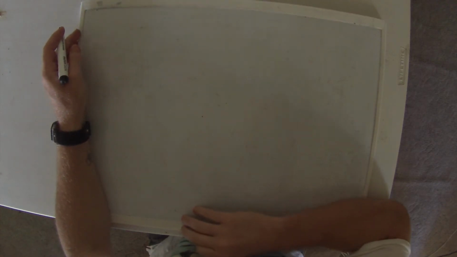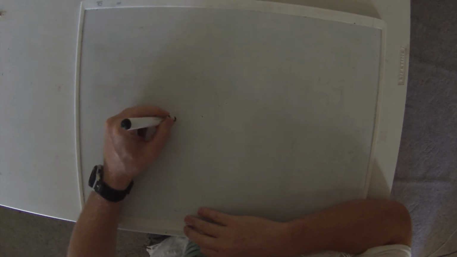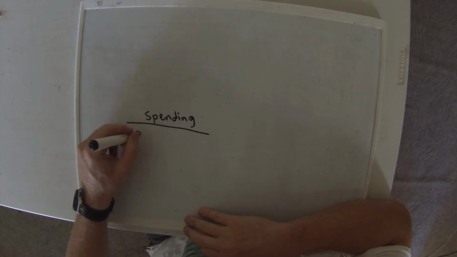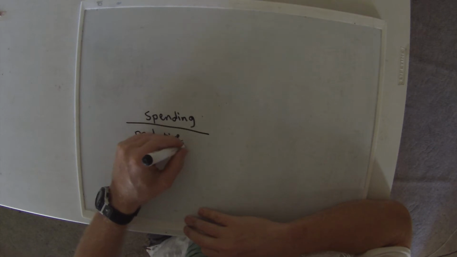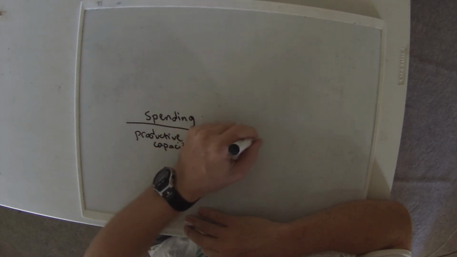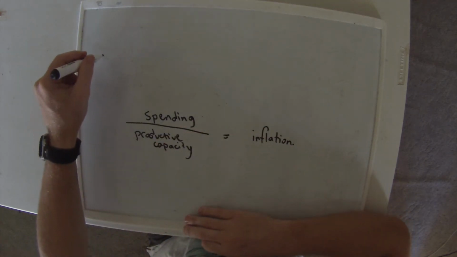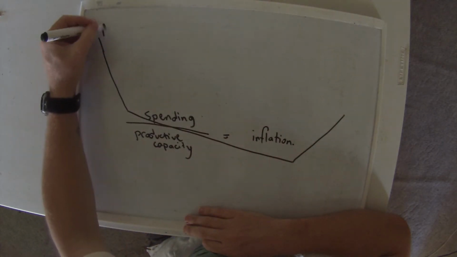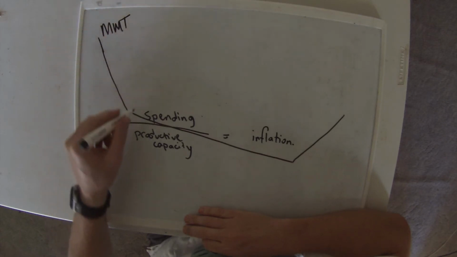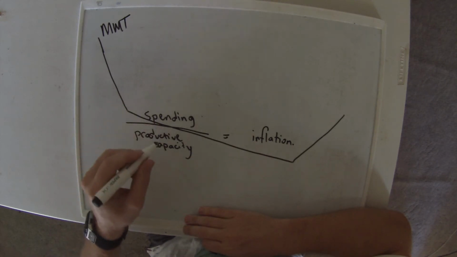So expanding on that relationship between productive capacity, spending and inflation further. So we'll put it down the bottom this time. Spending over productive capacity equals inflation. So MMT, the economics known as MMT, focuses on this top part of the formula and has expanded upon that.